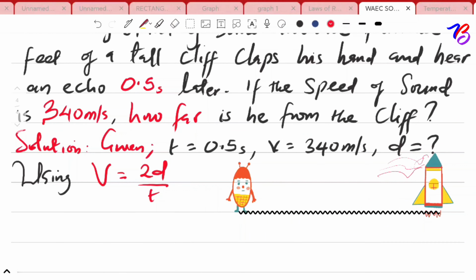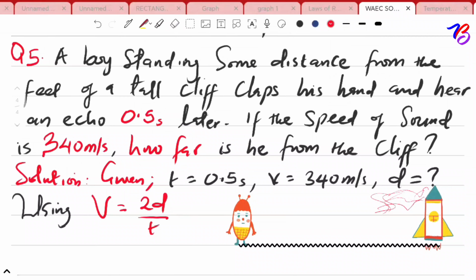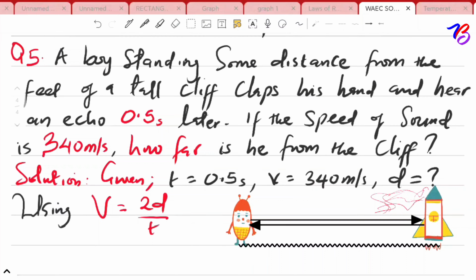If this is the boy and this is the tall cliff, the boy is standing a distance from the foot of a tall cliff. He claps his hands. So you see the distance has to be a to and fro movement. We have d from the boy to the tall cliff, then d from the cliff to the boy. So d is equal to d. Hence d plus d is equal to 2d.